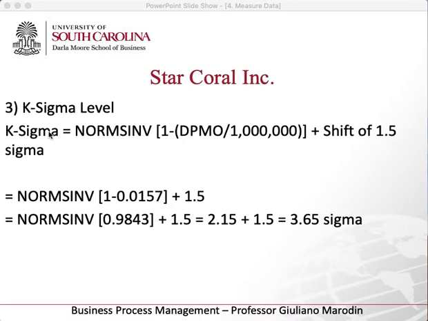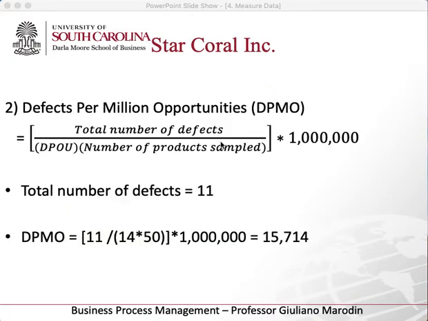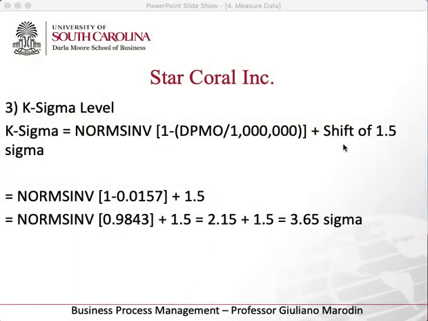continuous data, right? So it's going to be norms inf of 1 minus the DPMO divided by 1,000,000. Remember, to calculate the DPMO, we multiply by 1,000,000. Now we're dividing by 1,000,000, basically getting the percentage, right? So that's the percentage of defects that we had. That's this thing. 1 minus that is going to give me the left area, right? So remember that we did 1 minus in the other equation as well. And then we're going to add the 1.5 shift, okay?